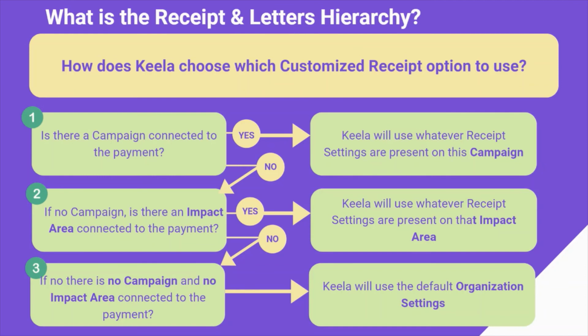So one thing to note here is that if you have a campaign connected to a payment and an impact area connected to a payment, campaign is higher on the hierarchy. So whatever settings you have for the campaign, whether it's customization or no customization, that's the receipt that Keeler will go with. Keeler won't check the impact area if a campaign is connected to it because campaign is number one.